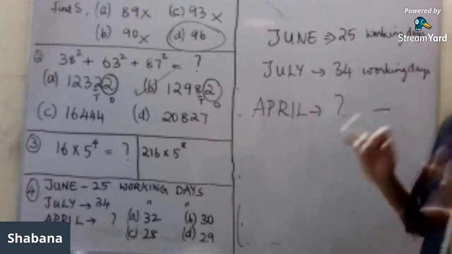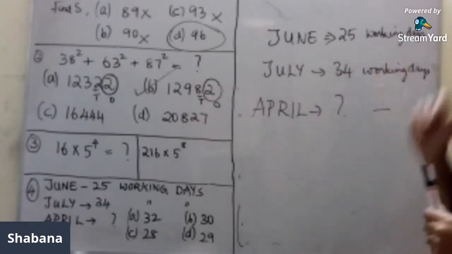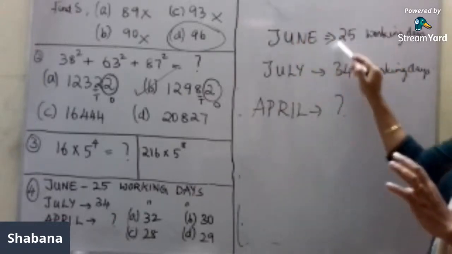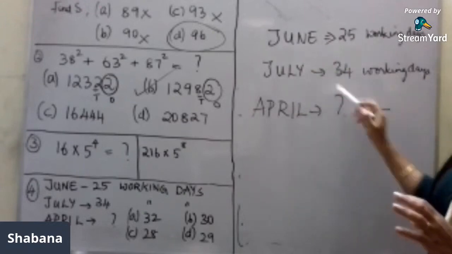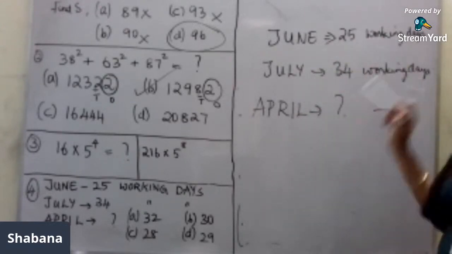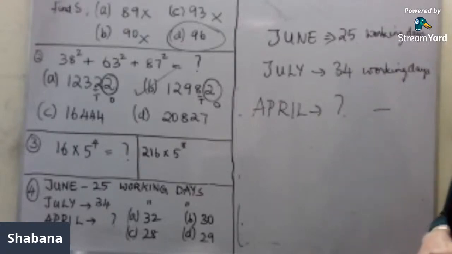You must be having some logic related to the letters. Now, let's say June has 25. So June is related in some way to 25, and July is related in some other way to 34. In what way are 25 and 34 related to these two months is what we are supposed to find.